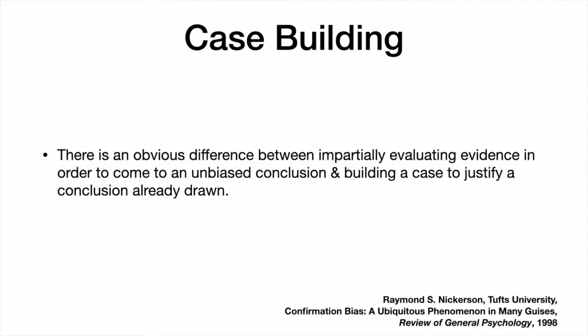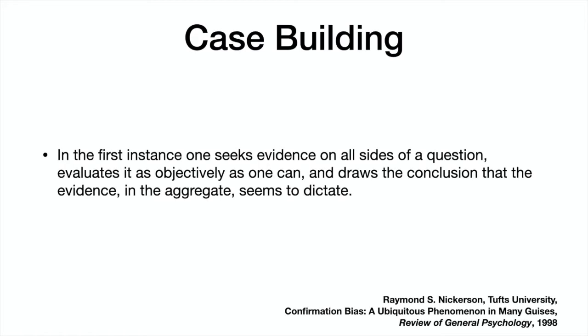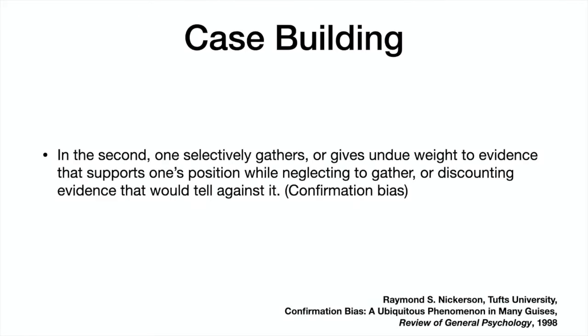We build cases, right? There's an obvious difference between impartially evaluating evidence in order to come to an unbiased conclusion and building a case to justify a conclusion already drawn. In the first instance, one seeks evidence on all sides of a question, evaluates it as objectively as one can, and draws the conclusion that the evidence in the aggregate seems to dictate. In the second, one selectively gathers or gives undue weight to evidence that supports one position while neglecting to gather or discounting evidence, right, that would work against us.